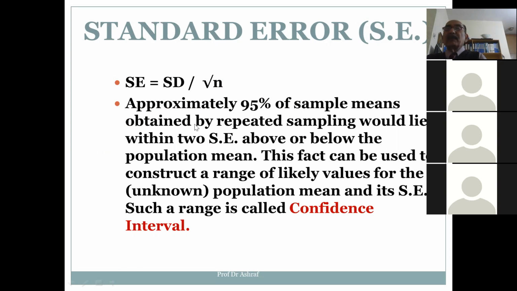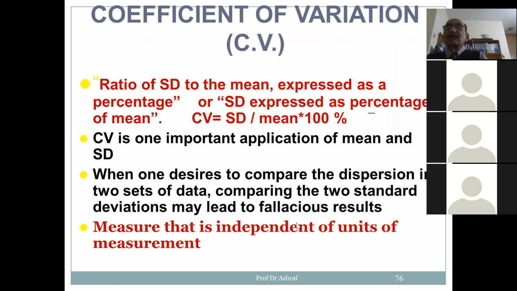Approximately 95% of sample means obtained by repeated sampling would lie within 2 standard errors above or below the mean. This fact can be used to construct a range of likely values for the unknown population mean. Such a range is called the confidence interval. Confidence interval we will also discuss, inshallah.